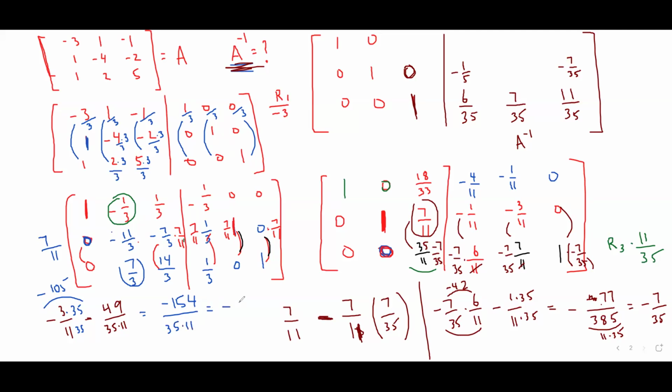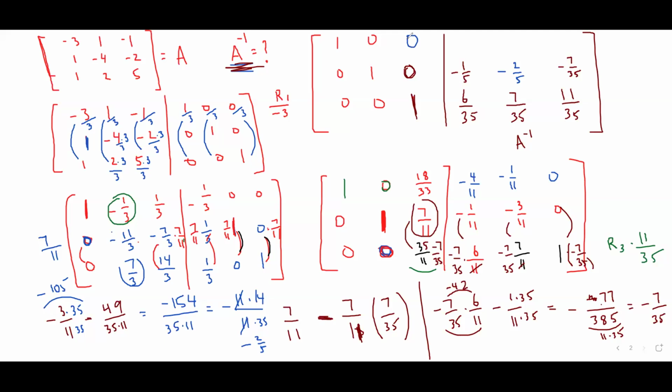Because notice this is 11 times 14, isn't it? 140 and yeah. So I can cancel these 11s and I can cancel also by 7. So it'll be minus 2 on the top and 5 on the bottom. How about that? It's canceled. And we're almost there. Just one more row. Are you ready for one more row?